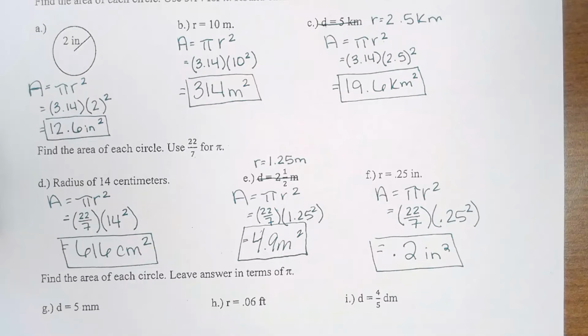All right, so one thing that I did forget to mention, yesterday we talked about circumference, and that is talking about the amount of distance on the outside of the circle. Remember, area is talking about the amount of space on the inside.